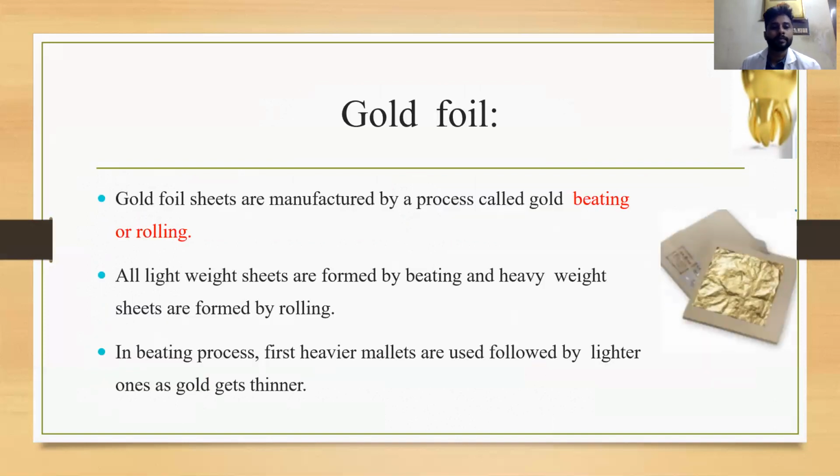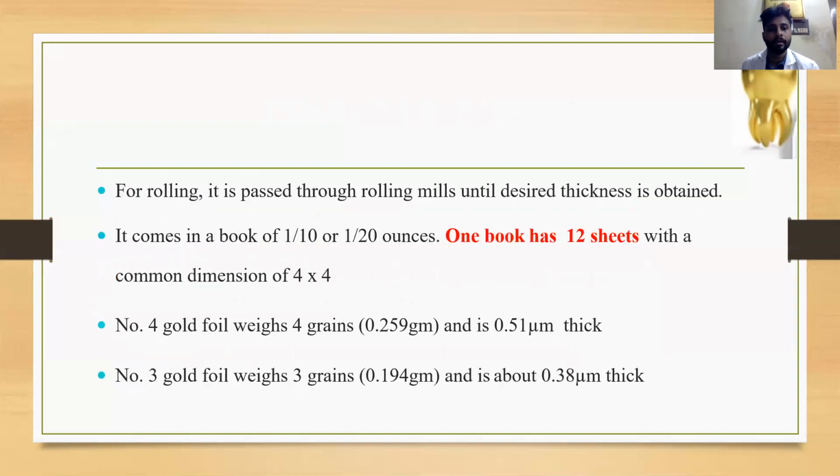So gold foil is nothing but sheets which are manufactured by a process called beating or rolling. All lightweight sheets are formed by beating, and heavyweight sheets are formed by rolling. In the beating process, first heavier mallets are used, followed by lighter ones as the gold gets thinner. For rolling, it is passed through rolling mills until the desired thickness is obtained.